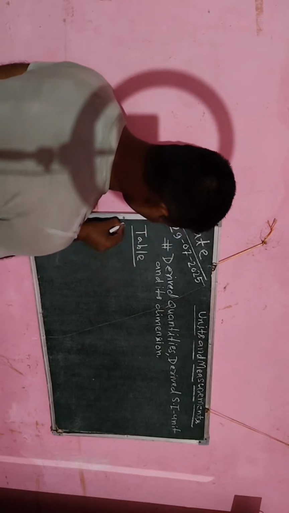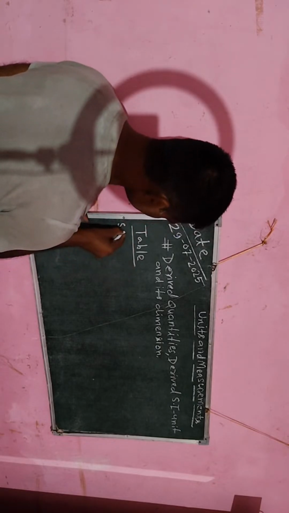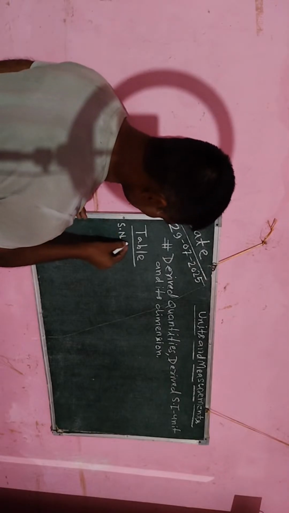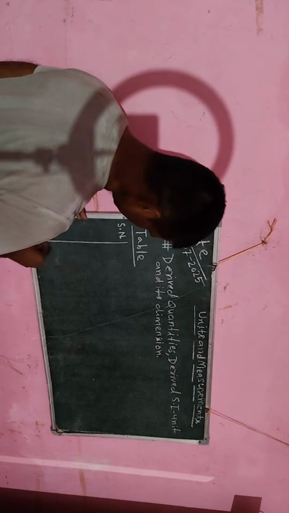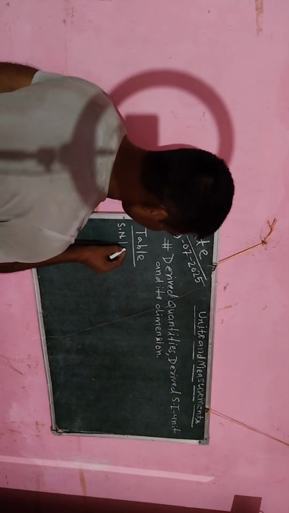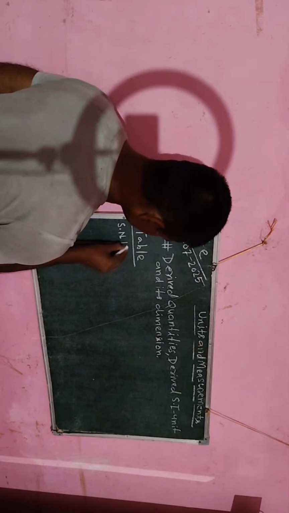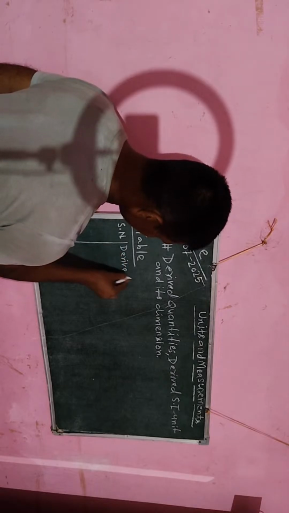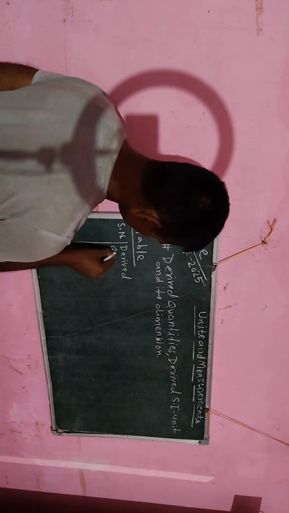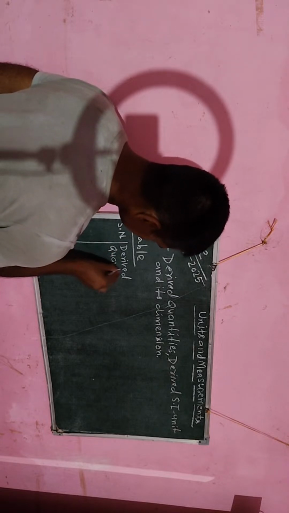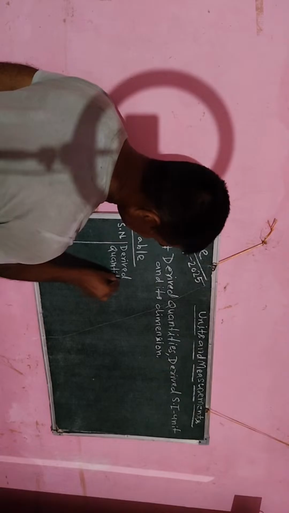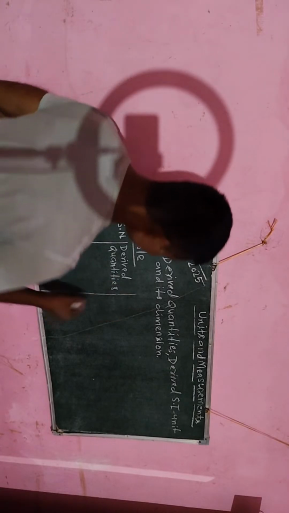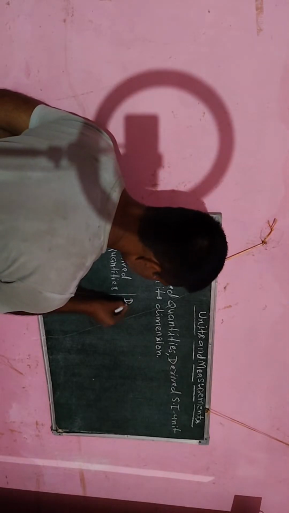First of all I write here serial number. S stands for serial and No. stands for number. So here I will draw a column, and here I will write the derived quantities. Then I write another column, derived SI unit.